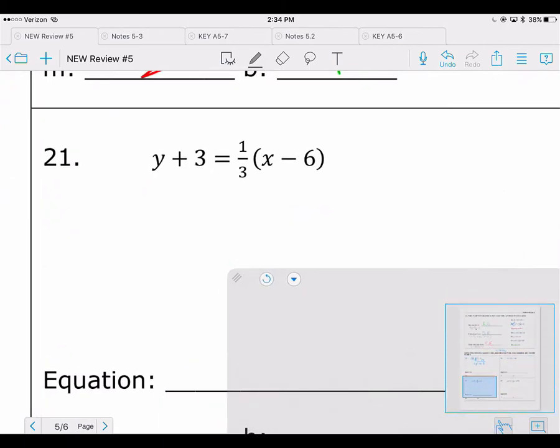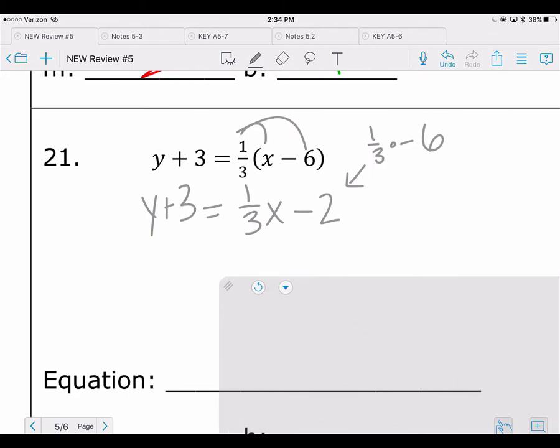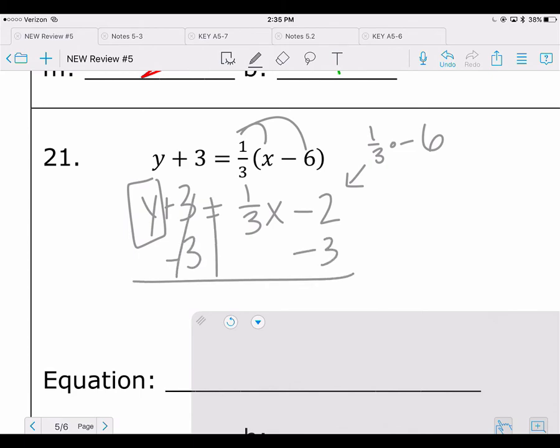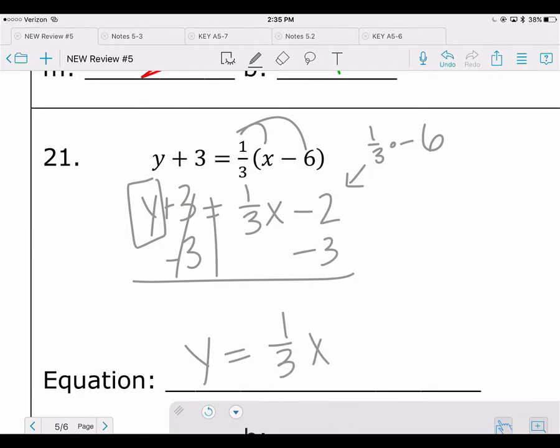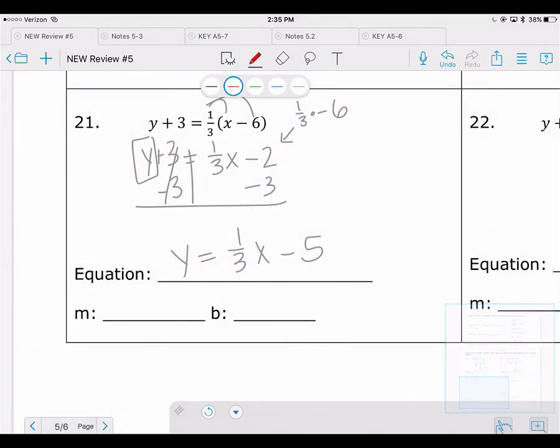On problem 21, I have to distribute first. So 1/3 times x, 1/3 times negative 6. So if you need to remind yourself where that negative 2 comes from. And then, still trying to get y by itself, I move 3 to the other side by subtraction, the opposite operation. So y equals 1/3 x minus 5. My slope is 1/3. My b value is negative 5.